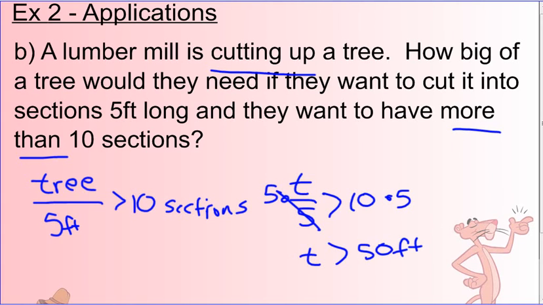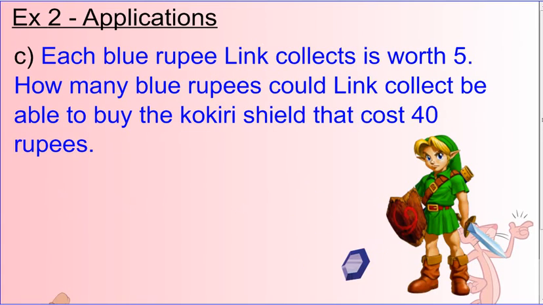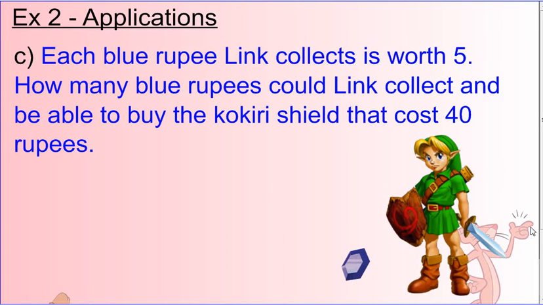All right. Letter C, I'd like you to try on your own. It says each blue rupee Link collects is worth 5. How many blue rupees could Link collect and be able to buy the Kokiri shield that costs 40 rupees? Go ahead, pause the video, do it on your own, and when you're ready, hit play and we'll go through it together. Alright, I fixed the typo in there, and let's see how we do.